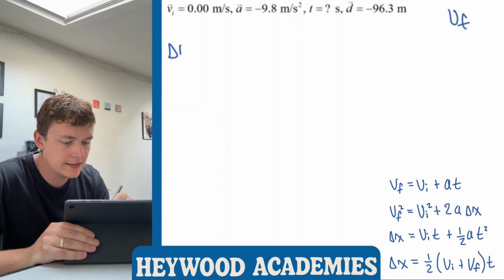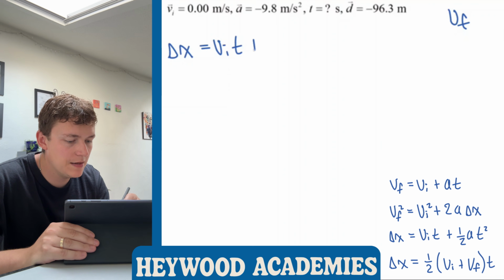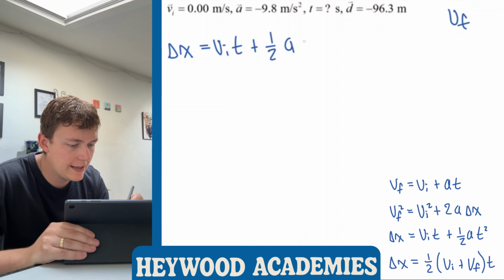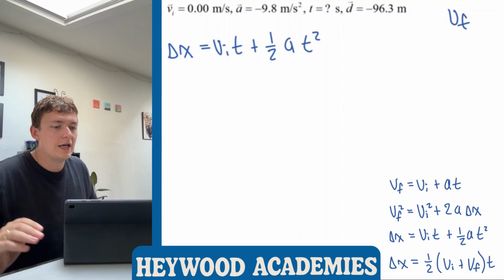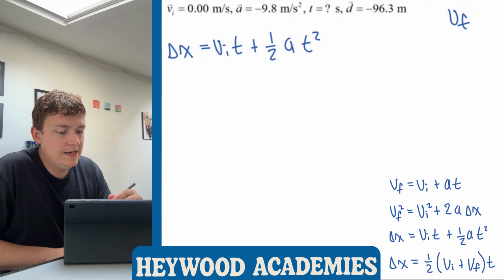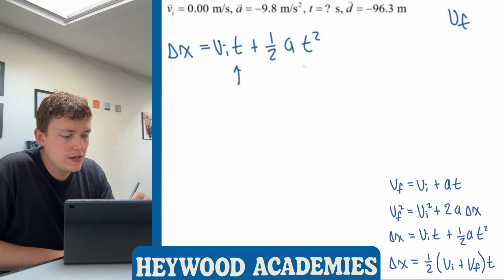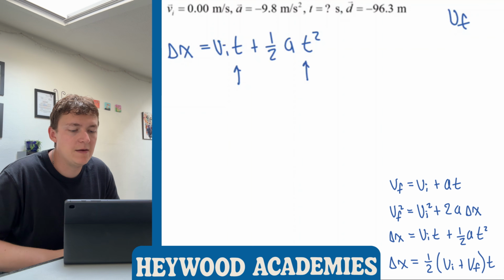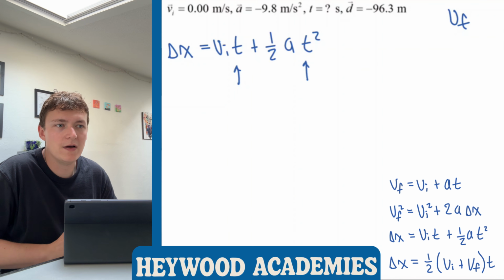Okay, so delta x is initial velocity times time plus 1/2 AT squared. Now this one's going to be a little bit harder because we're trying to solve for the time. If we just tried to rearrange it the way that we just did, we would run into an issue because we've got time there and we've got time squared over here. So this is going to mess us up a little bit.